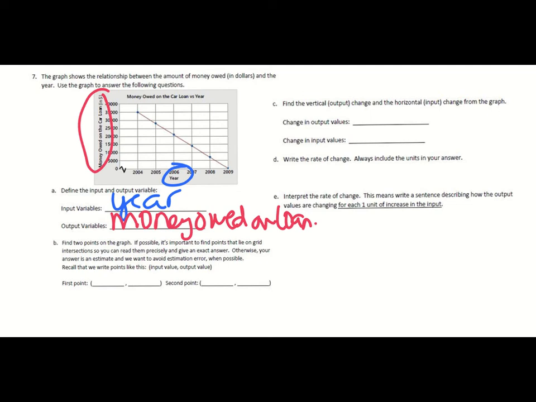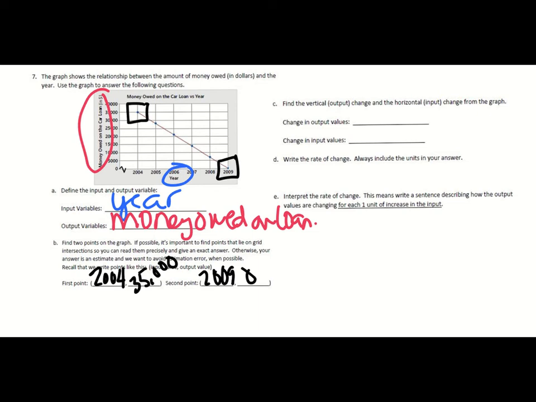Okay, so it says find 2 points on your graph. It's important to find points that lie on the grid at the intersections so you can read them precisely. So I'm going to find 2 points that are the easiest to pick. I'm going to start with this one right here because you can clearly see 2004, and that one's 35,000. And then a second point that I can see clearly is 2009 is 0. You want to pick ones that you can clearly see.